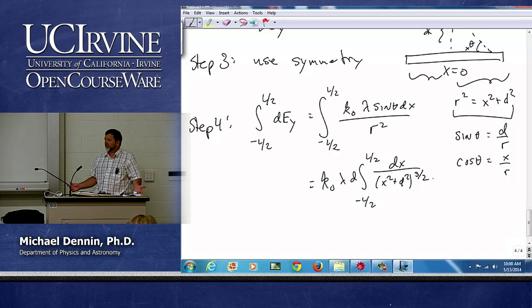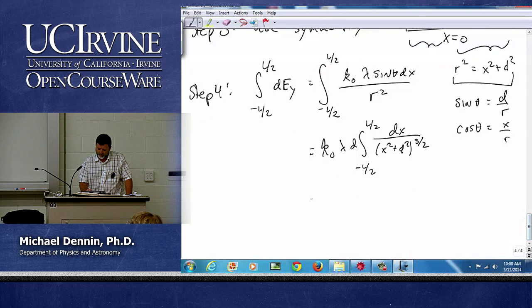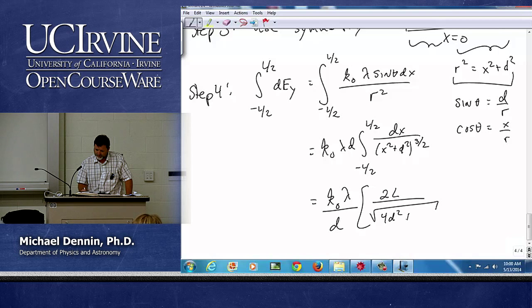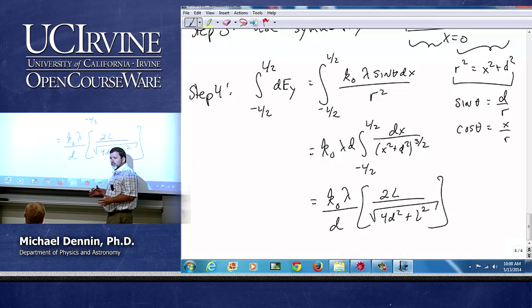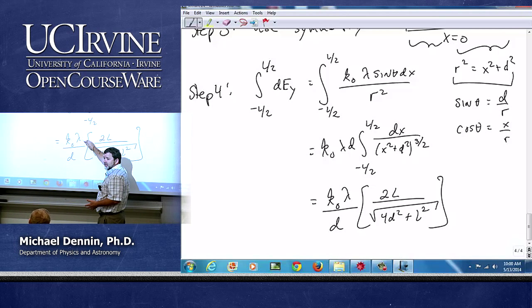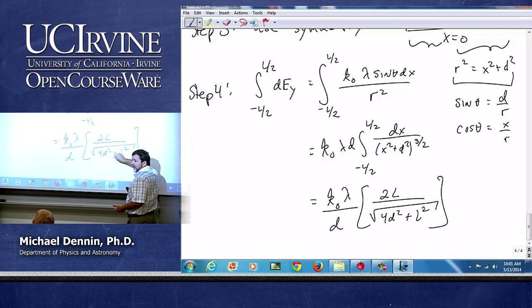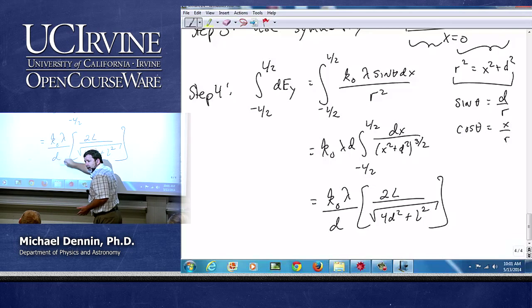At which point I can go to Mathematica, or I can remember how to do various integrals this way, and I don't know why I put that. No, that's right. And then when I integrate, I get that. And the one thing I should notice is that my units work. Because my electric field has to be 1 over r squared. Well, my line density has a 1 over length. So this is a 1 over length squared. And this is a length over a length, so it cancels out. So my units are correct.